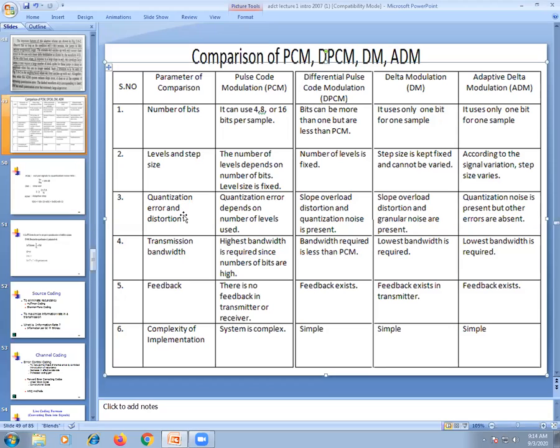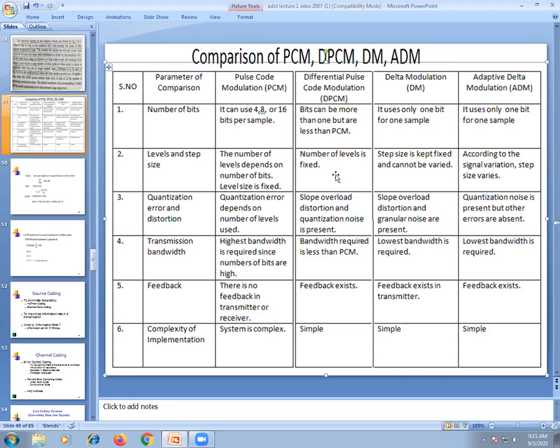Now, quantization error and distortion, the third parameter. The quantization error depends on the number of levels used. In PCM, the number of levels is more; in DPCM the quantization levels are reduced. So quantization error depends on the number of levels used. If the number of levels is more, error is reduced. If the number of levels is less, error is more. That is inversely proportional.